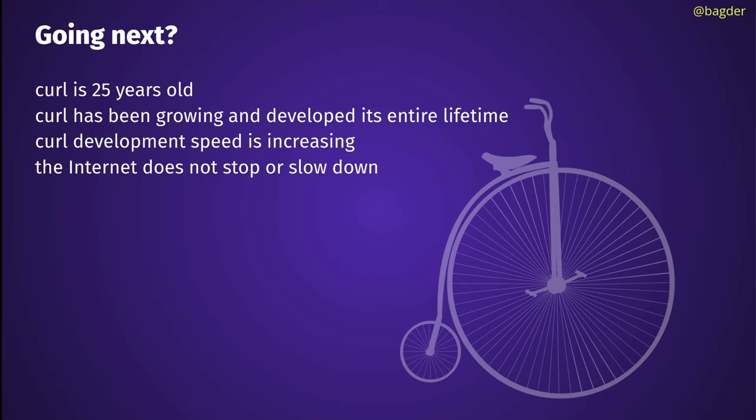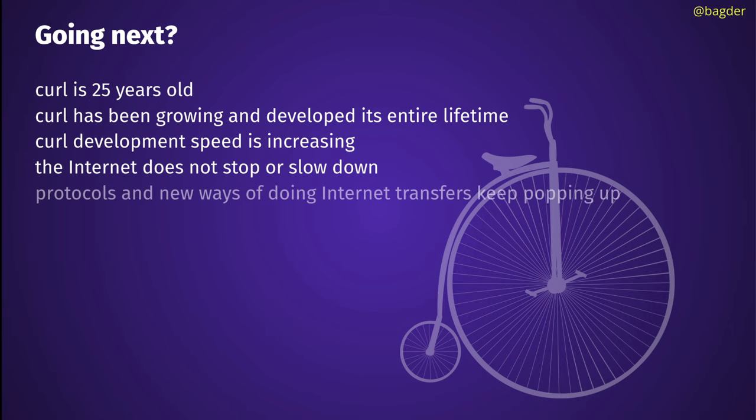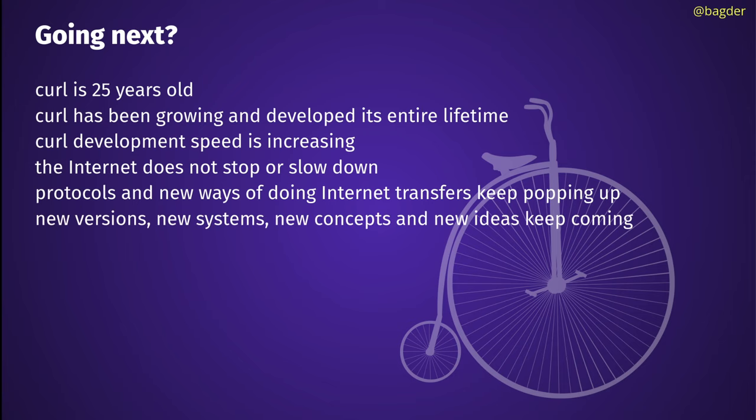So that combined with the fact that the internet doesn't really stop or slow down. I mean, it keeps changing. We don't do things today like we did even 5 years ago. Compared to 15 years ago, things are different. So curl needs to keep up. If we want to do internet transfers with curl, we need to keep modifying and improving curl all the time, right? Because protocols and new ways of doing things change all the time. New versions, systems, concepts, everything changes. And there's no slowdown in general internet development, right?